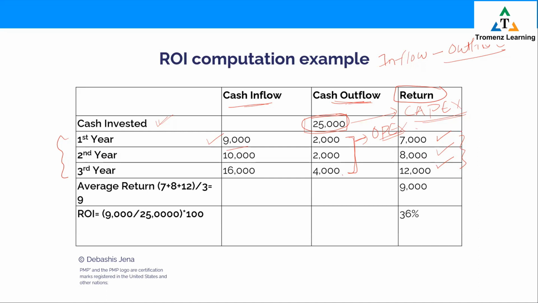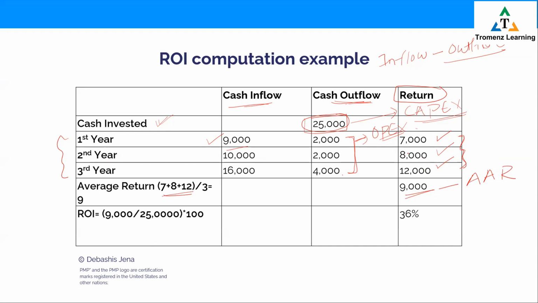Next, I'm going to calculate the average annual return. Average is adding up the return for all the years, here 3 years, divided by 3. That gives you the average annual return, AAR. It's just added up and divided by 3.